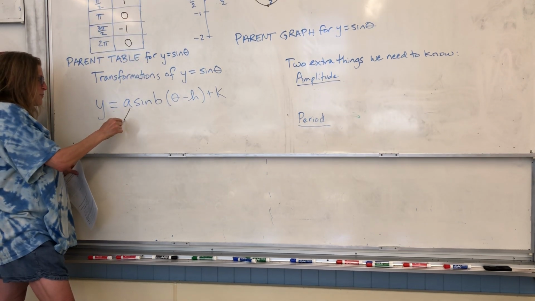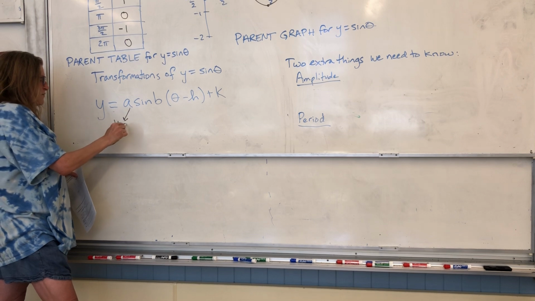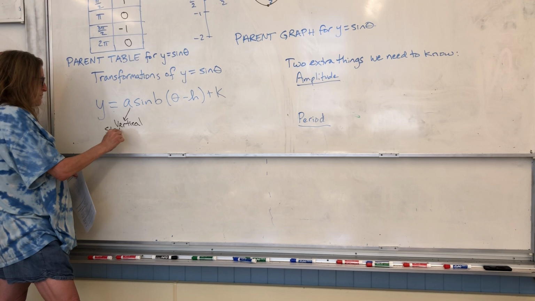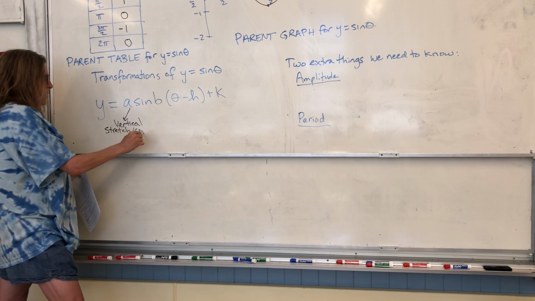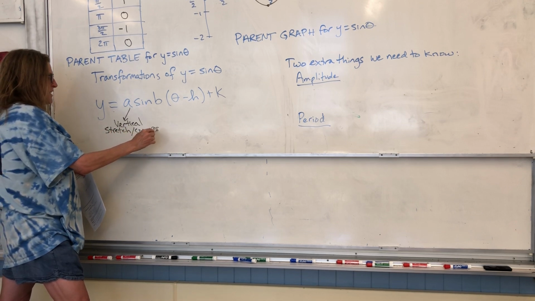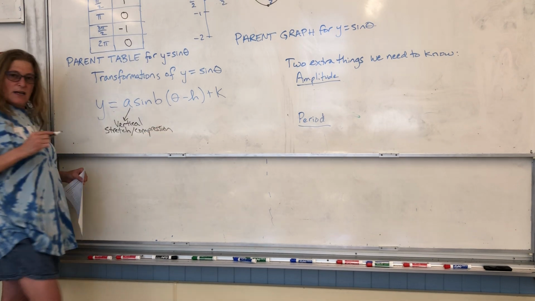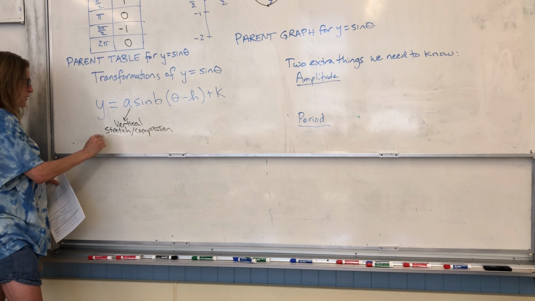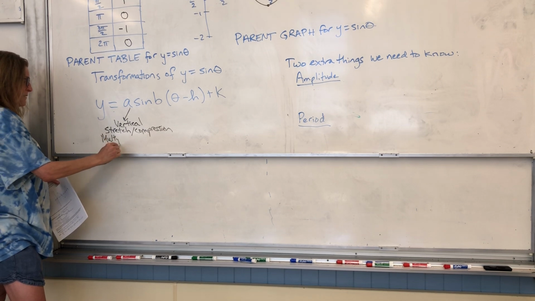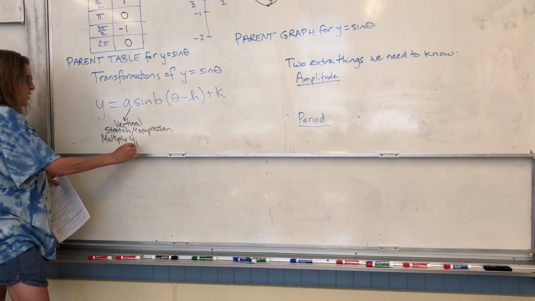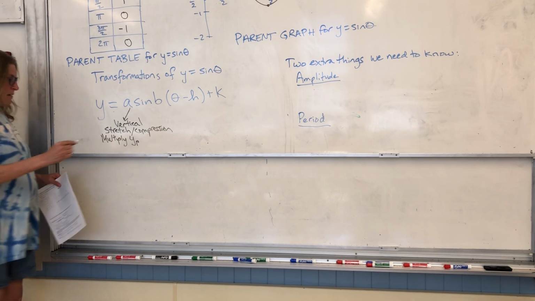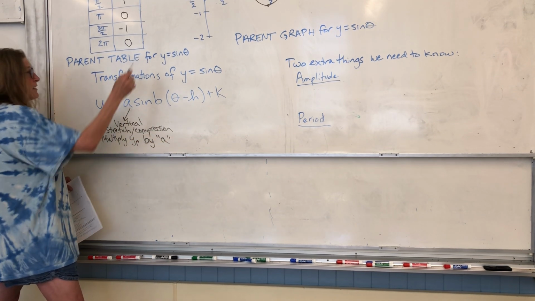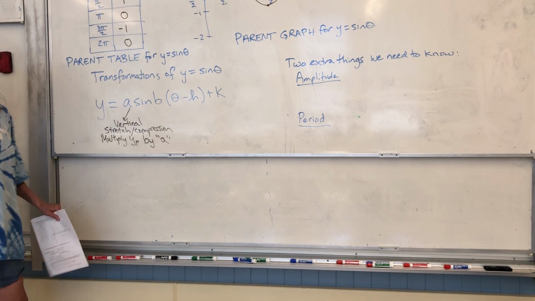So if you remember, A is vertical stretch or compression. So what happens when I have an A value? Well, what that means in my actual table is I'm going to multiply the parent y's, I'm calling them y parent, by A. So if there's a 3 there, I'm going to multiply all those guys by 3.